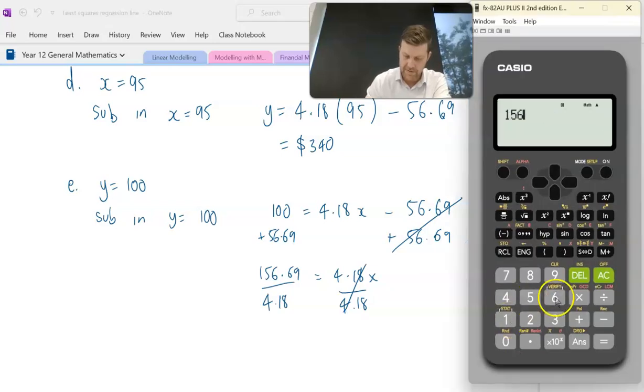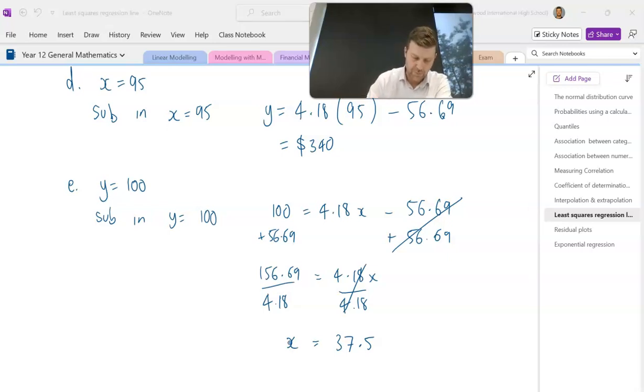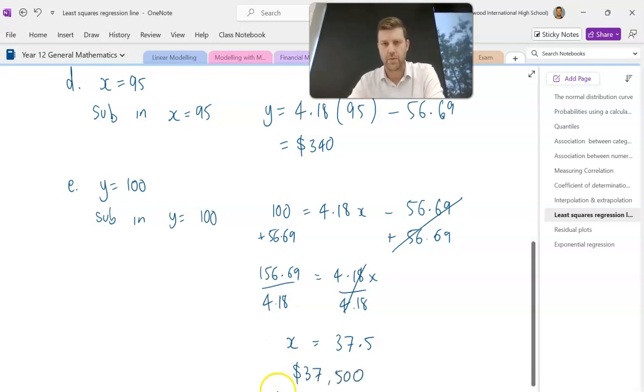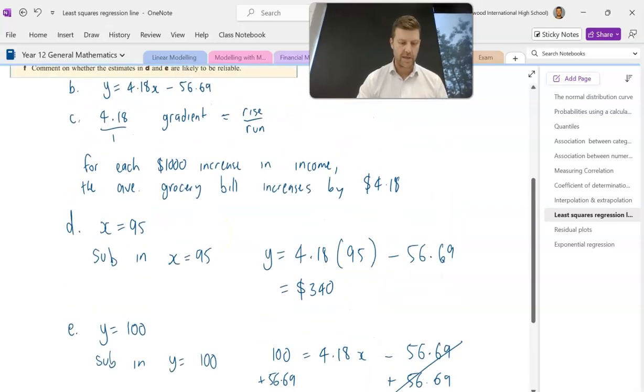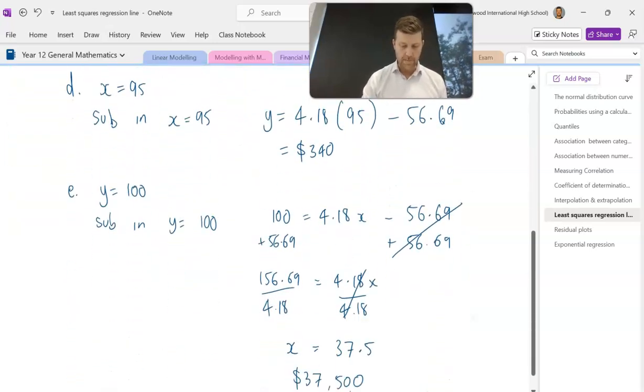156.69 divided by 4.18 is 37.5. So x equals approximately 37.5, or in the context of the problem, that is $37,500. That's what we would expect the income of that family to be if their weekly grocery bill was $100, obviously based on the model that we've created here using this least squares regression line method.